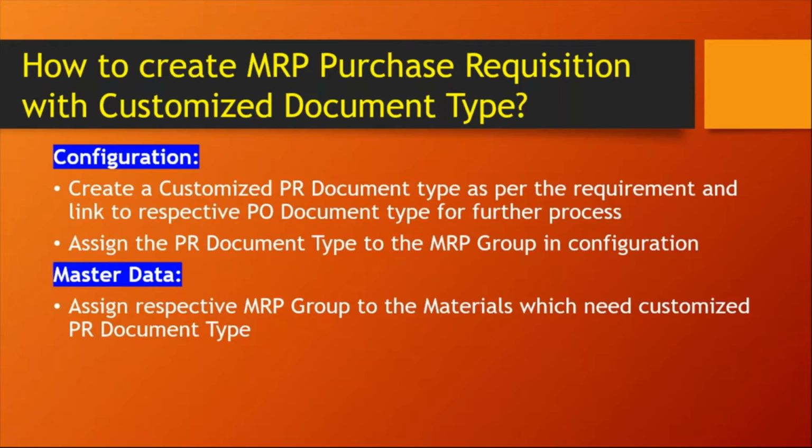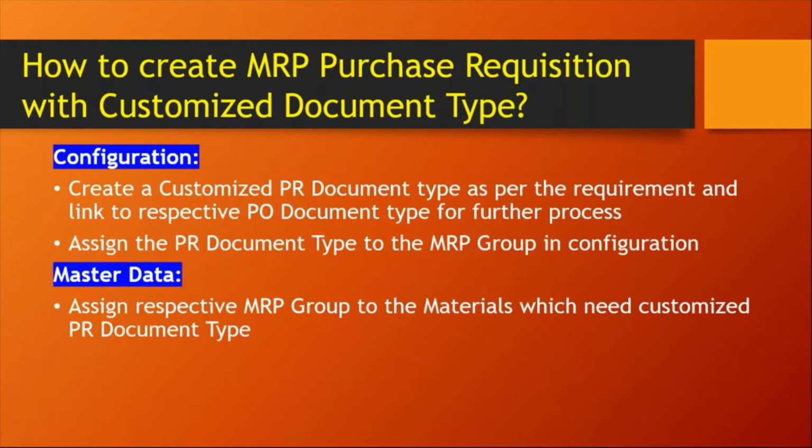Configuration-wise, we need to create a customized PR document type. Create a new PR document type, and you can keep it as MRP PR or something. You can keep your own name and assign the number ranges, everything like how you create a new purchase requisition document type. In the same way, you create the document type. That is the first step.